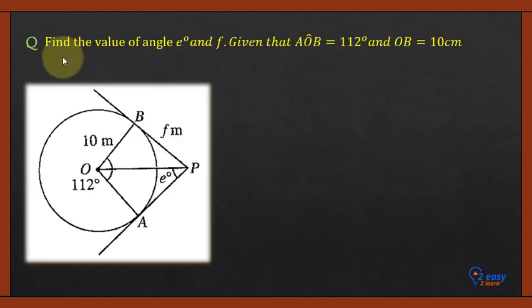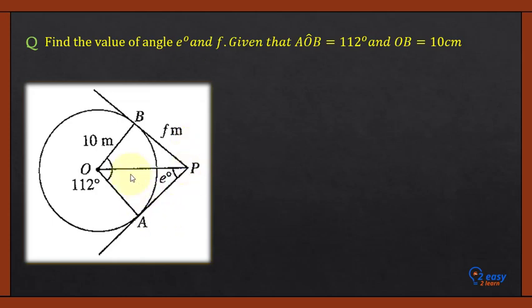Let's solve one more question. Find the value of angle E and the side F. Given that AOB is 112 degrees and OB is 10 centimeters, if we look at this diagram, this is angle E and this is BP, which is F.